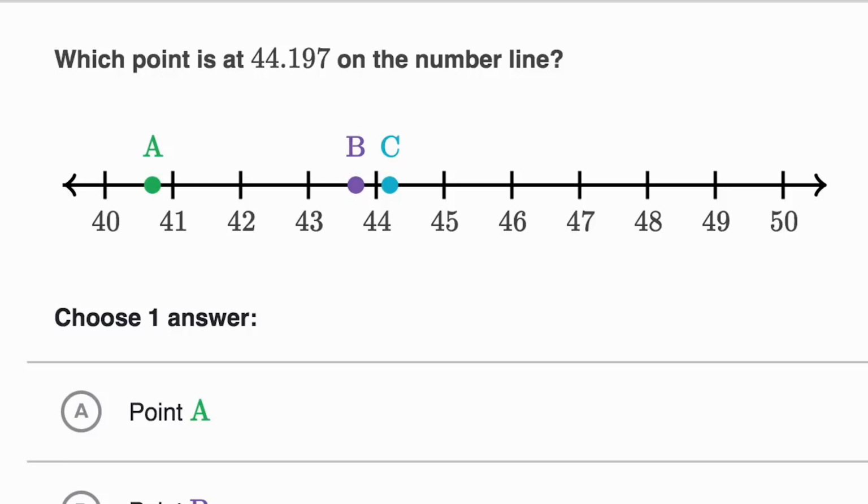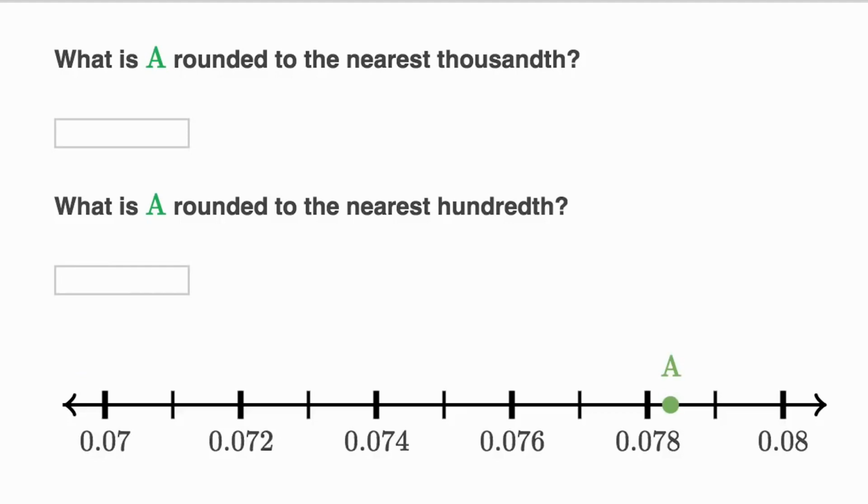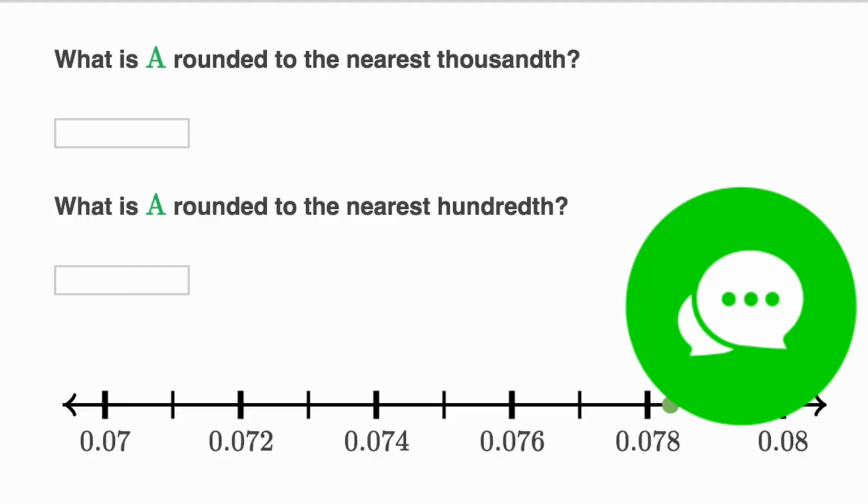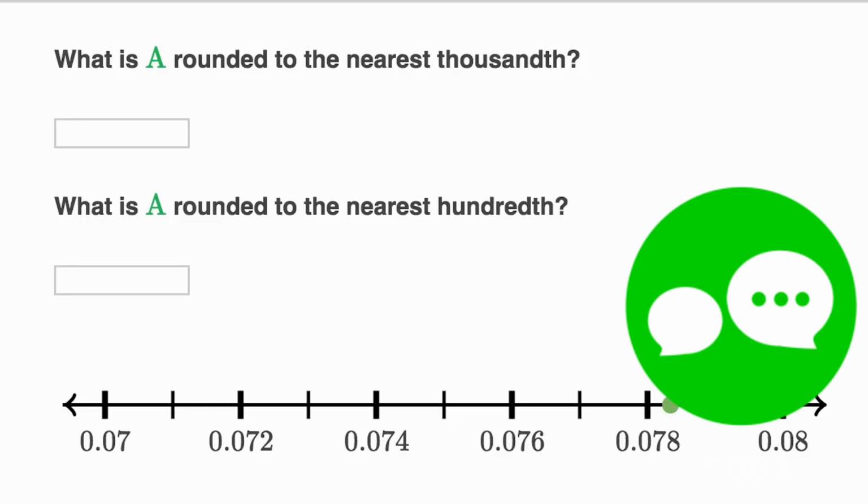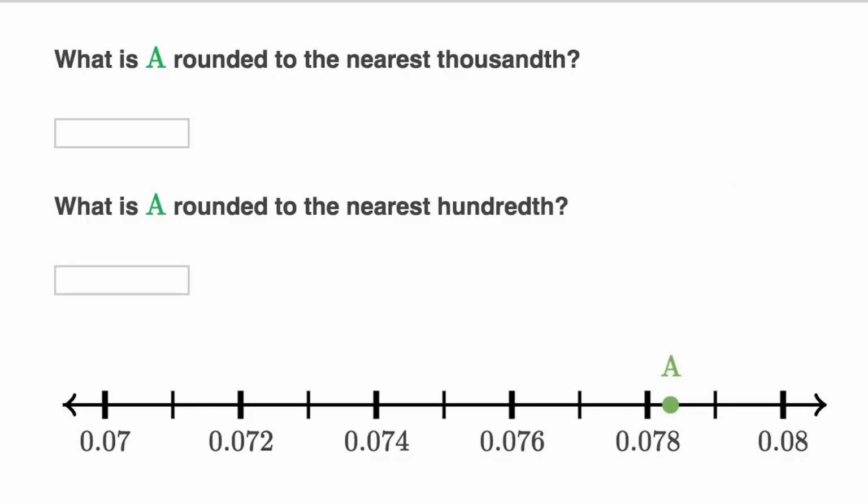Let's do another example. They say, what is A rounded to the nearest thousandth? What is A rounded to the nearest hundredth? So A is right over here. Let's get our bearings. So 0.7, that's 7 hundredths. This is 8 hundredths right over here. And then between them, you could view this as 70 thousandths, 71 thousandths, 72 thousandths, 73 thousandths, 74 thousandths, and so on. So this is between 78 thousandths and 79 thousandths.